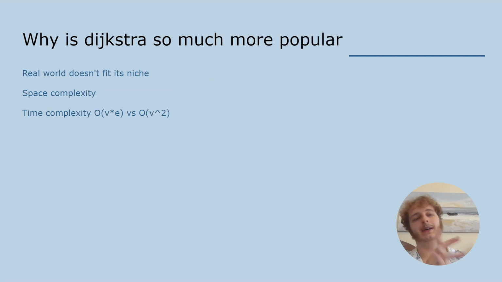Now this comes into here. So why is Dijkstra so much more popular? The reason I'm telling you about Bellman Ford here today, and honestly what it might have sounded like in the previous slide, is that Bellman Ford just does Dijkstra's but better. And yes and no. It does have the ability to handle negative loops. However, the number one reason we use Dijkstra's way more than Bellman Ford is the real world doesn't really fit the niche or the extra costs of running Bellman Ford compared to Dijkstra's.